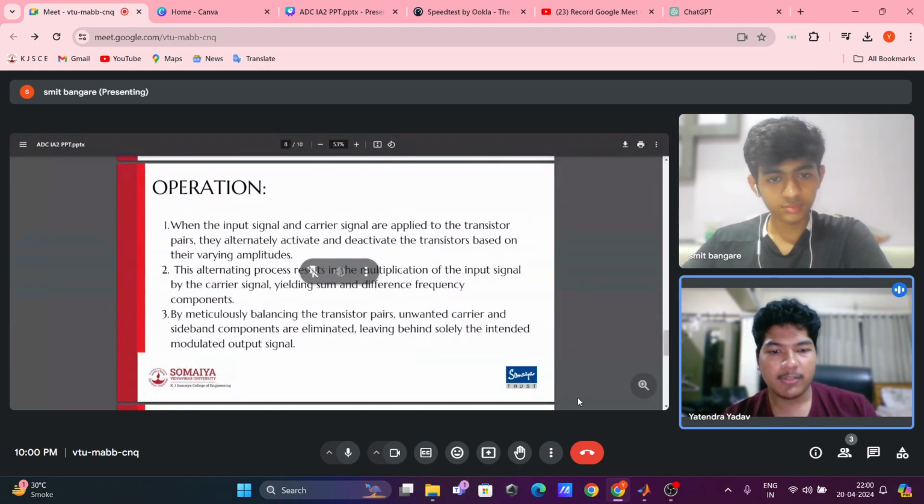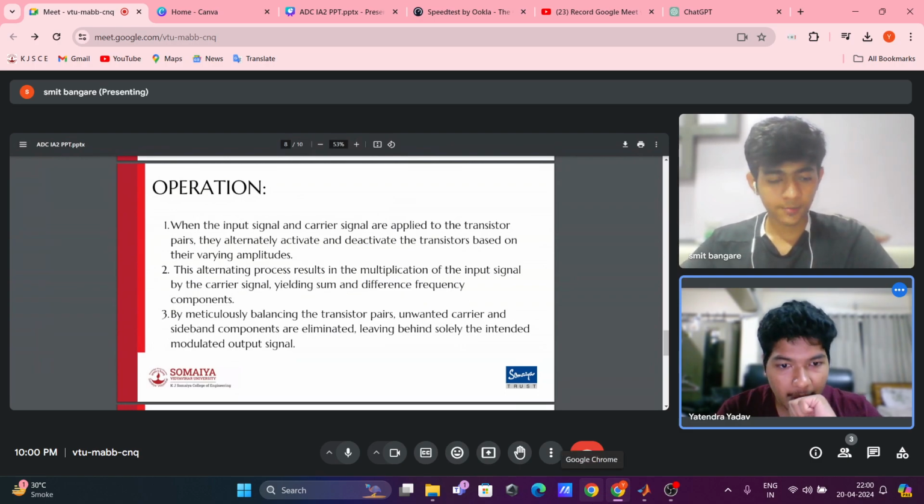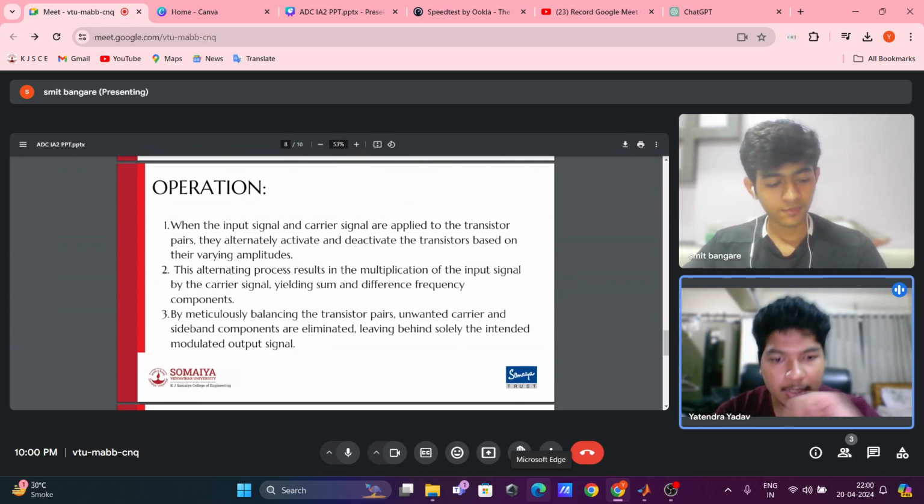Moving on to the operation, in DSBSC, the input signal and the carrier signal activate and deactivate the transistor pair alternately based on their varying amplitude. This alternation effectively multiplies the input and the carrier signal, resulting in the sum and difference frequency components.